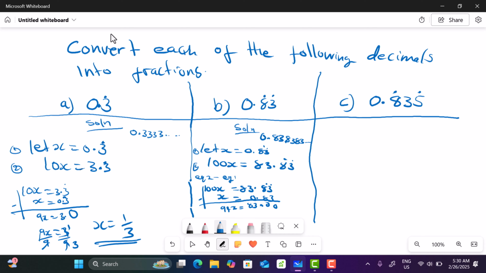After doing so, we divide both sides. We get 99x equals 83. We divide by 99 on both sides. Cancel here and on the other side. So by the end of the day, x equals 83 over 99.